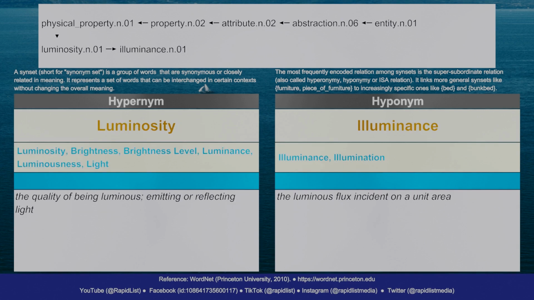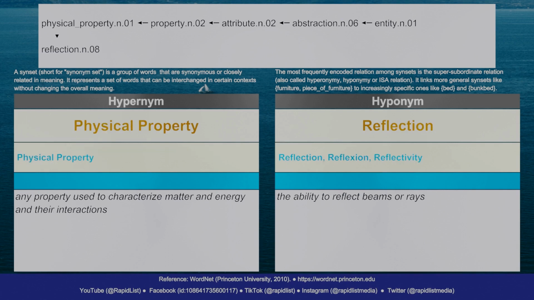Illuminance. The luminous flux incident on a unit area. Incandescence. Light from heat. Luminescence. Light from non-thermal sources. Reflection. The ability to reflect beams or rays.